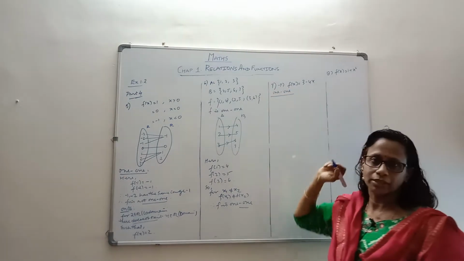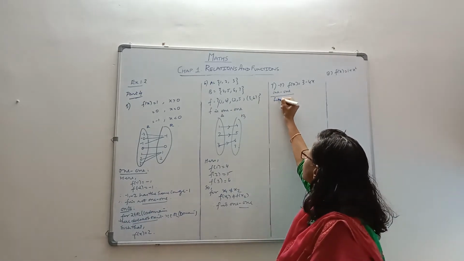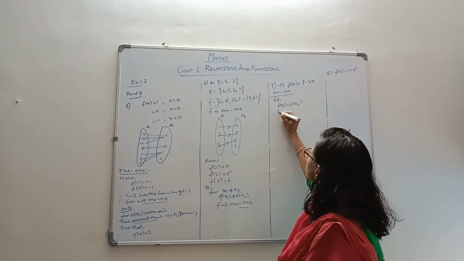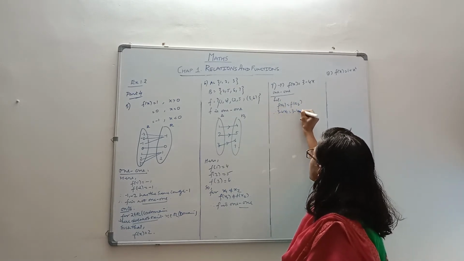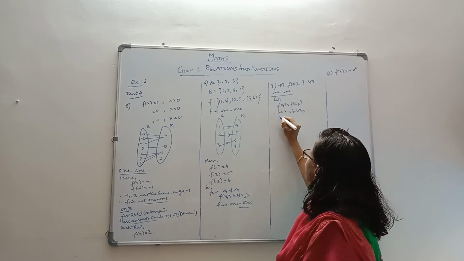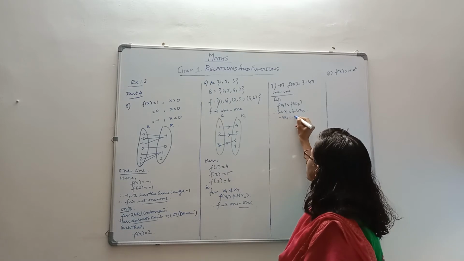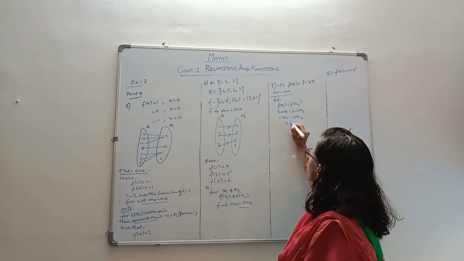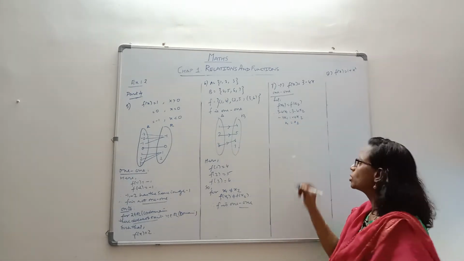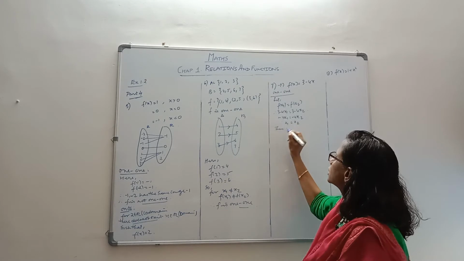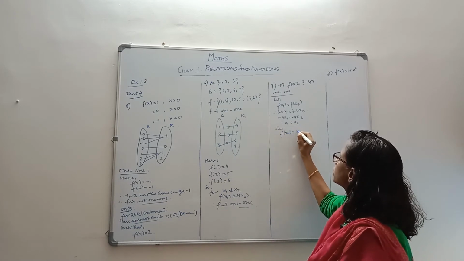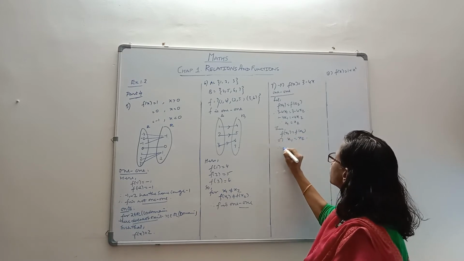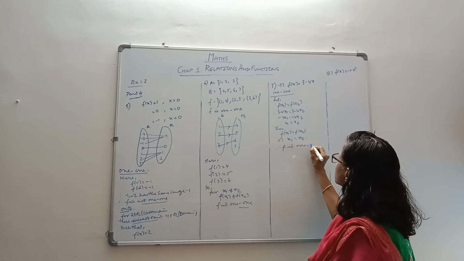Polynomial functions generally will be okay, right? So for one-to-one, let f of x1 be equal to f of x2. So what will happen? 3 minus 4x1 equals 3 minus 4x2. Subtracting 3 on both sides, you will get minus 4x1 equals minus 4x2. Minuses can cancel. Dividing by 4, we will get x1 equal to x2. Thus, starting with f of x1 equal to f of x2, you are getting x1 equal to x2. Therefore, f is one-to-one.